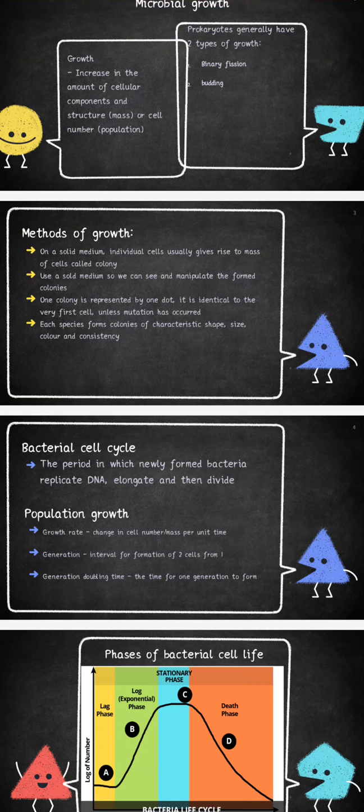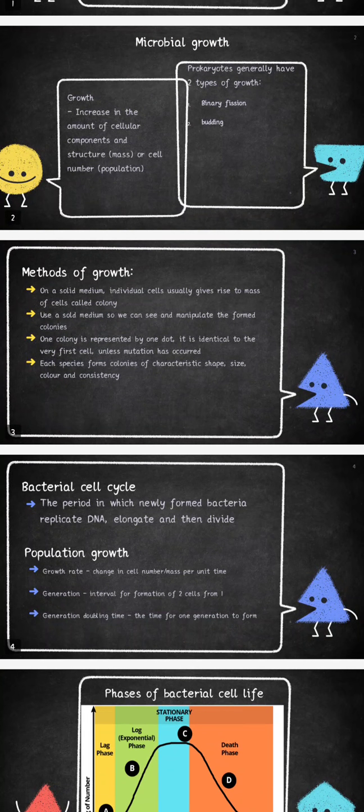Next, we use a solid medium so we can see and manipulate the formed colonies. One colony is represented by one dot. It is identical to the very first cell unless mutation has occurred. And each species forms colonies with characteristic shape, size, color, and consistency.